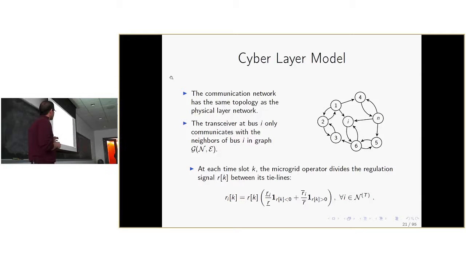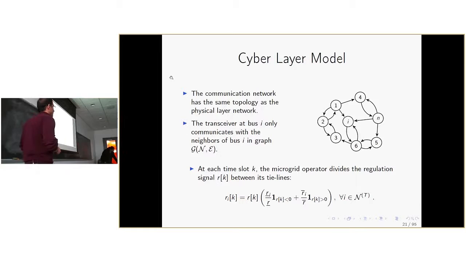In this study, we only assume that the market operator communicates with the tie-line buses. So that is the only communication for the market operator. The market operator is going to receive some regulation signal and is going to divide the regulation signal between its generators according to their capacities.